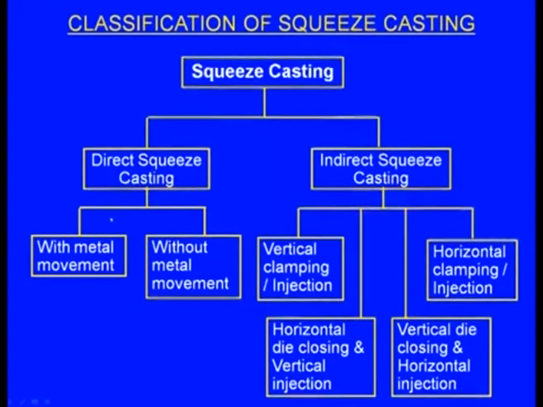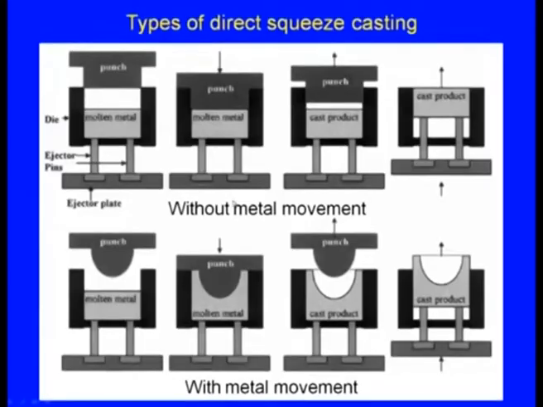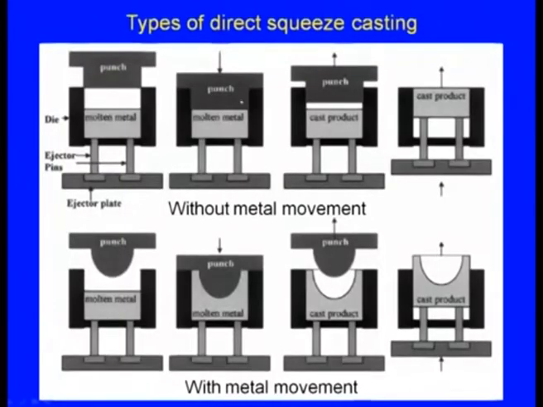Under the direct squeeze casting process we have two types: one is with metal movement and the other is without metal movement. Let us see what these are. Without metal movement, we see here: this is the die and this is the molten metal, and the punch is directly coming down and applying pressure downwards. Here the punch is totally closing and applying pressure.